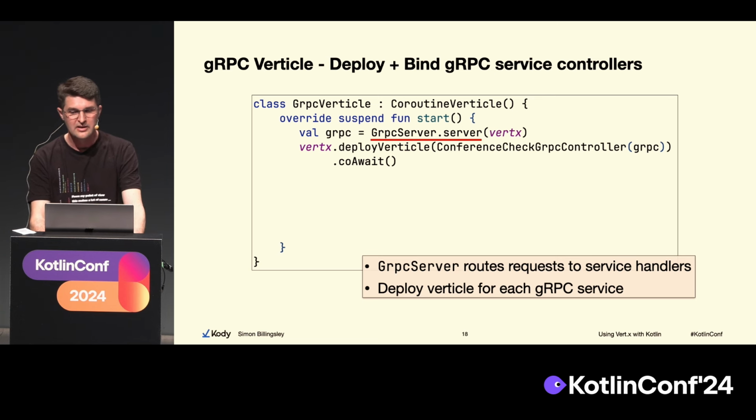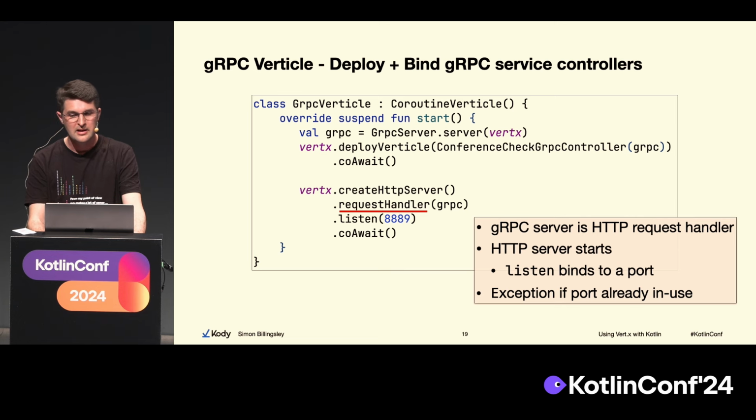So this is the gRPC coroutine verticle. The Vert.x gRPC server is used to register the service methods. The services can be grouped into different verticles, which spreads the load across the different threads and the different event loops. The gRPC server is registered as a request handler on the HTTP server, and the server is started again with the listen method.